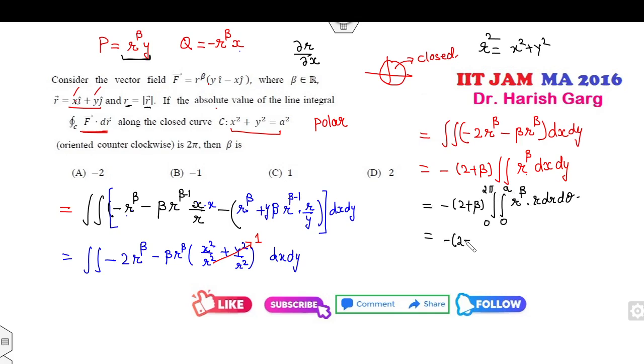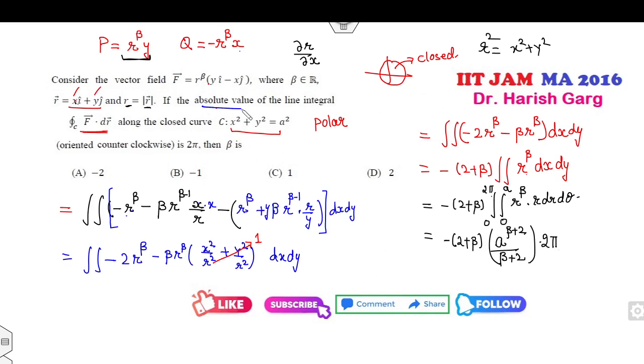So minus 2 plus beta, it's r raised to power beta plus 1. So if you integrate them, it is beta plus 1, that means beta plus 2 over beta plus 2. And after the 2 pi, it is my this case. Fine, that's the integration.